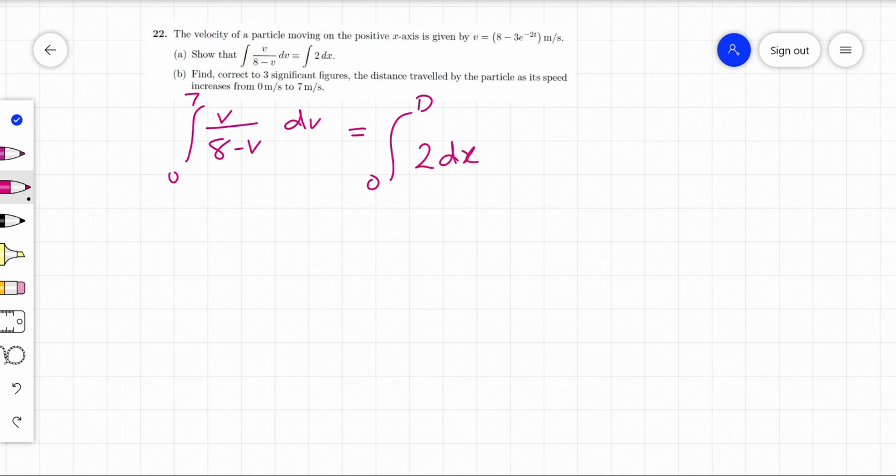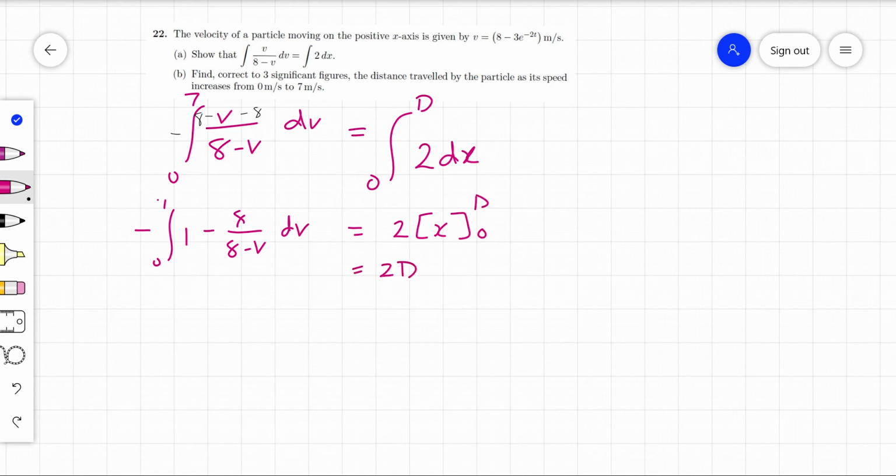All right, so if I change colour and put a minus there and a minus here, and also put an 8 in there, so I'm then going to minus an 8 here. So what does that give us? We actually get a minus integral of 1, since 8 minus v on 8 minus v is 1, and then we're going to have a minus 8 on 8 minus v dv. Let's just integrate. 2 becomes 2x, so 2x between 0 and d, so we're going to get 2d minus 0, so 2d.